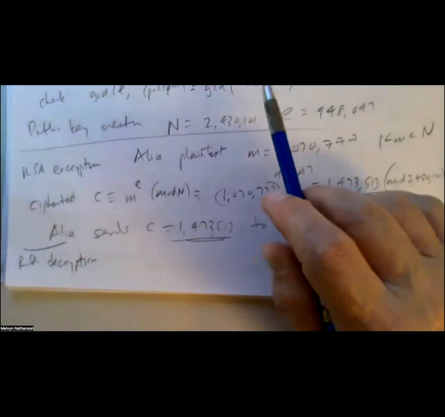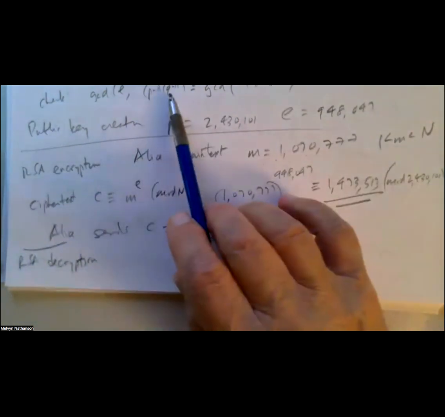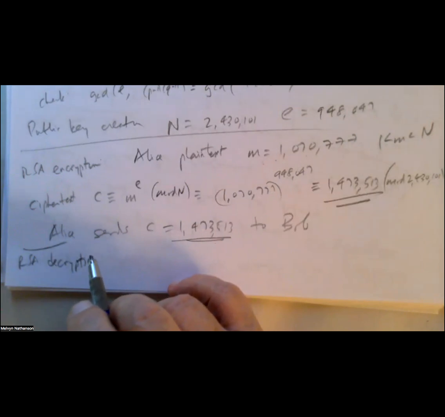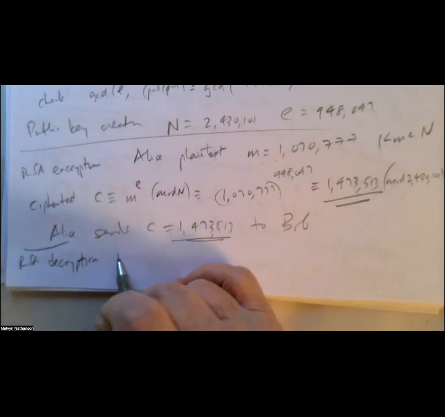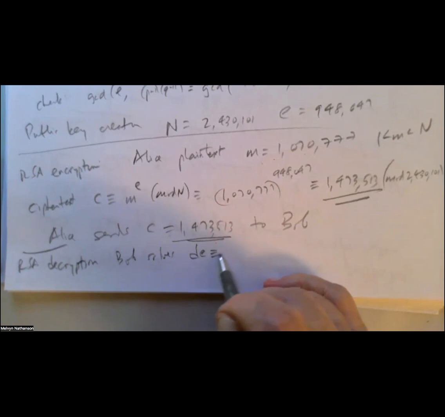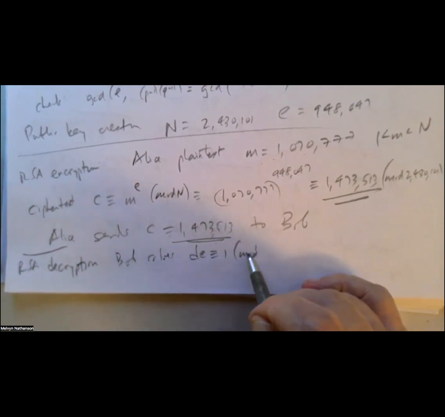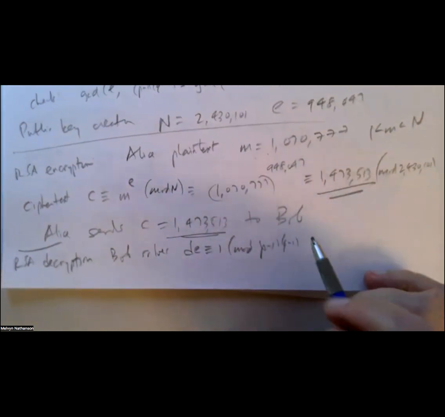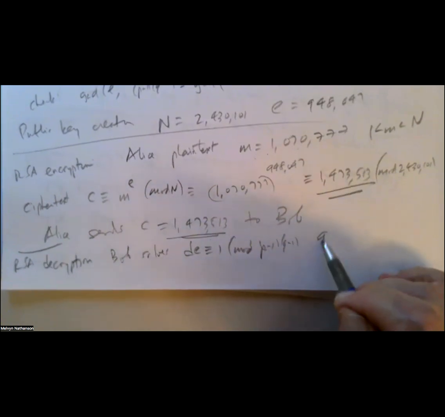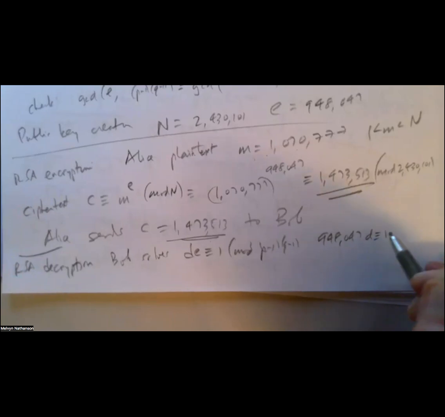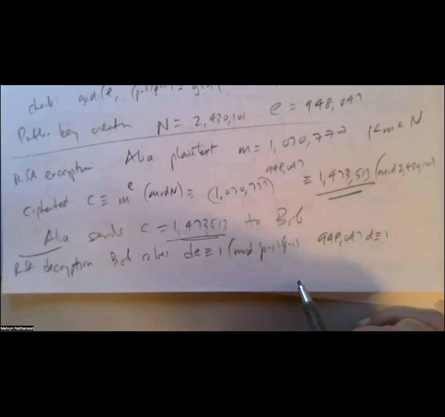Bob knows P and Q, and he knows E. So Bob solves the equation D times E congruent to 1 mod (P minus 1)(Q minus 1). That is D times E, 948,047 times D congruent to 1 mod (P minus 1)(Q minus 1).